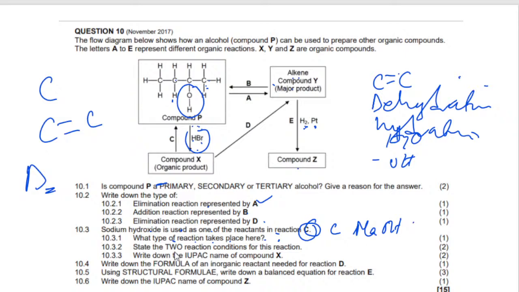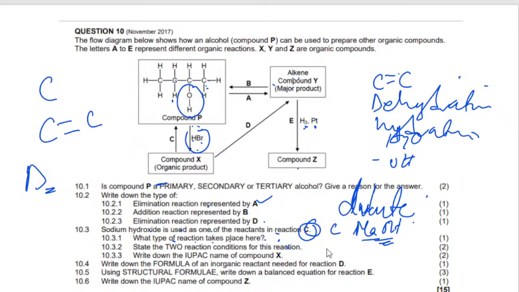And then they are saying, write down the reaction condition for this reaction. So what are you going to say in this case? This is sodium hydroxide. But it can either be concentrated sodium hydroxide or dilute sodium hydroxide. Because it is a hydrolysis, it's going to be dilute. So it must be dilute sodium hydroxide, or you can say dilute strong base, because sodium hydroxide is a strong base.